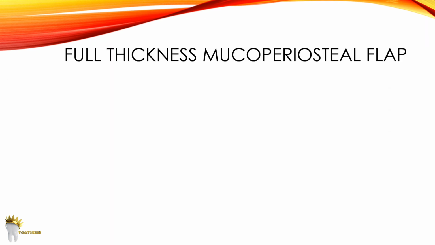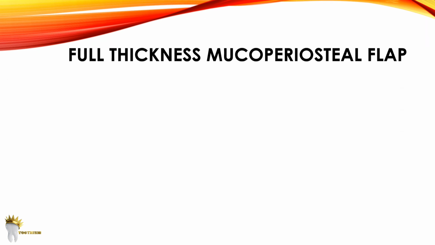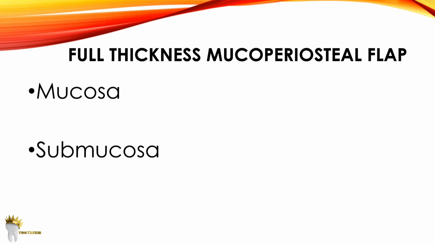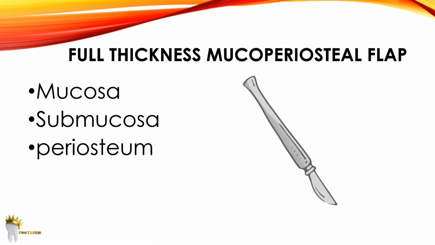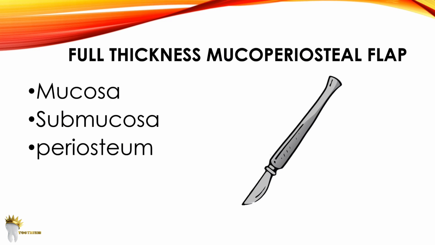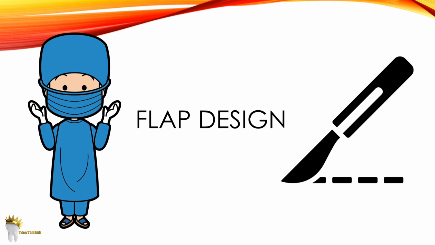For surgical extractions, we need a full thickness mucoperiosteal flap. Full thickness means it should include the mucosa, submucosa and the underlying periosteum as one entity. So to raise this type of flap, we need to take a sharp incision which is full thickness, meaning it should extend completely till the underlying bone. Then only we can get a full thickness flap. Now, the flap design also should be decided prior to making the incision.